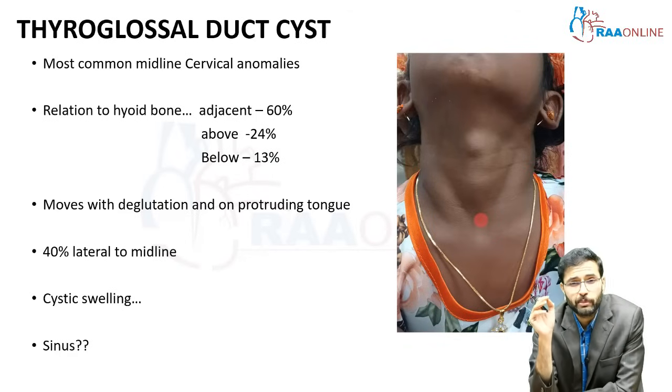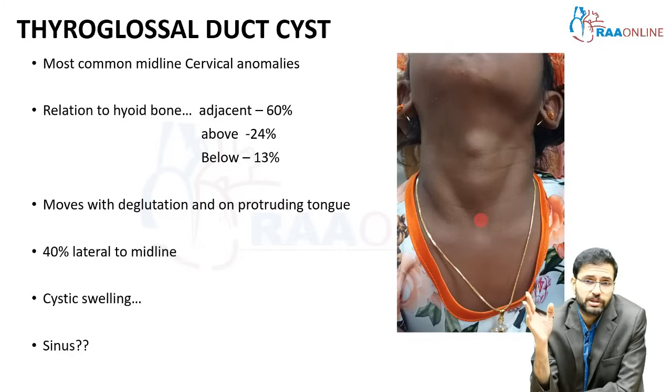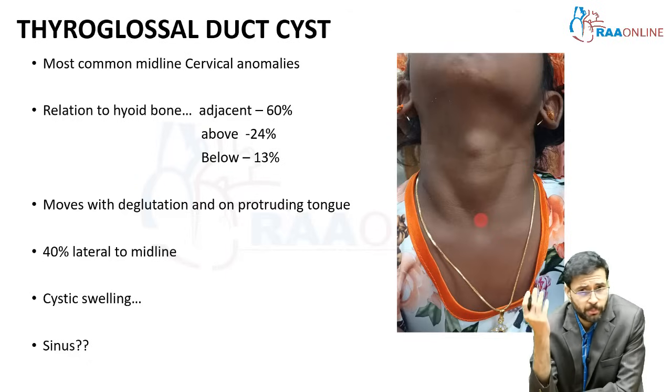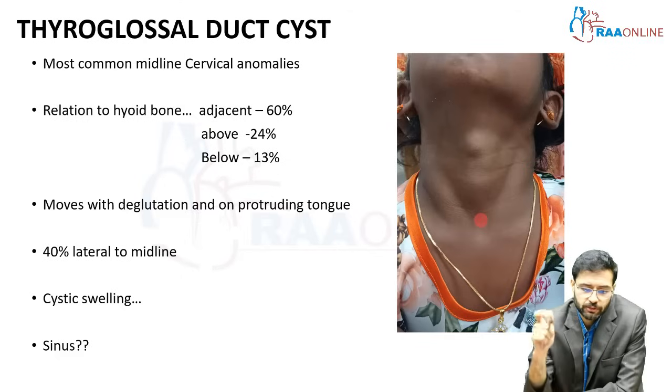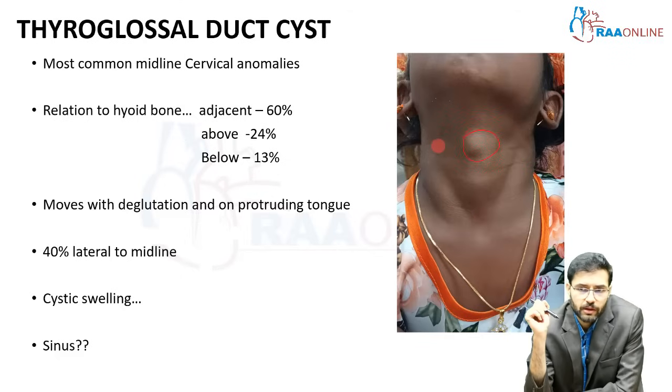It is the most common midline cervical anomaly, and its relation to the hyoid bone is very important. It can be adjacent to the hyoid bone in 60% of cases. In 24% of cases, it can be above the hyoid bone. It can be below the hyoid bone in 13% of cases. It moves with deglutition and on protrusion of the tongue. So, this is a classical example of a thyroglossal cyst. Even though we say it's a midline cyst, in 40% of cases, it can be just lateral to the midline.